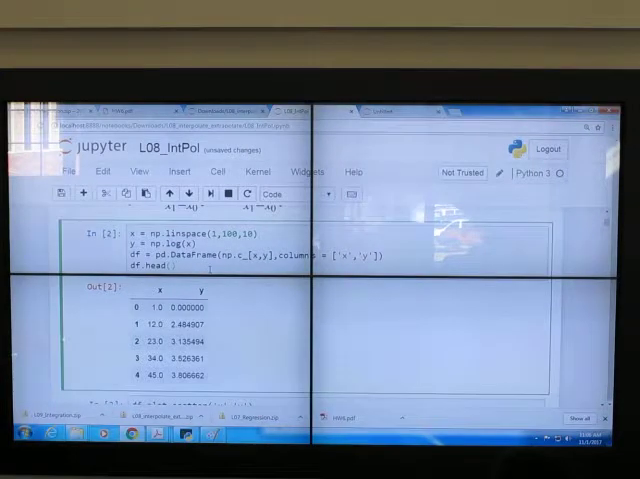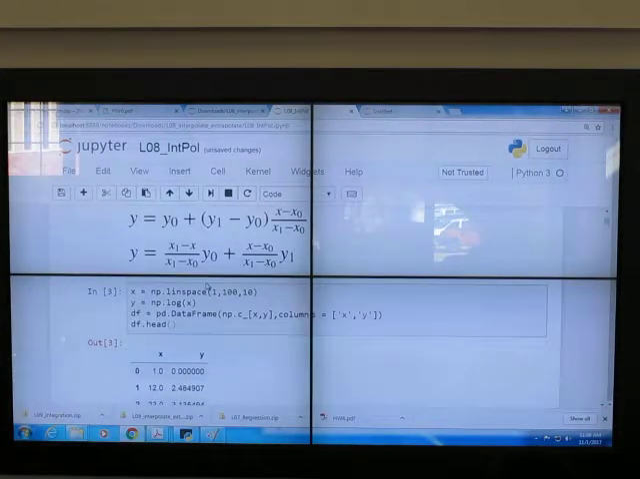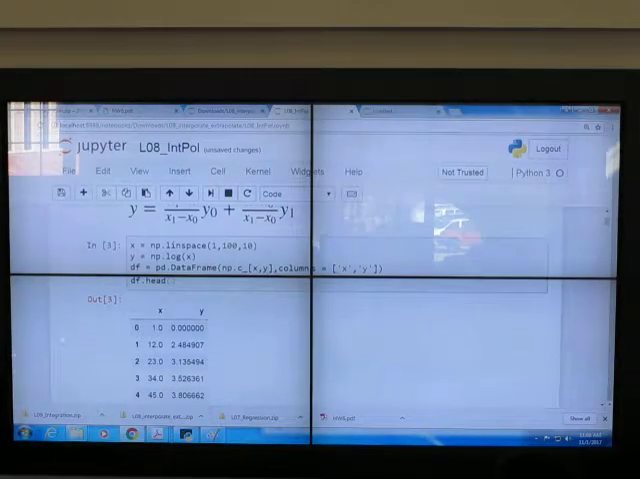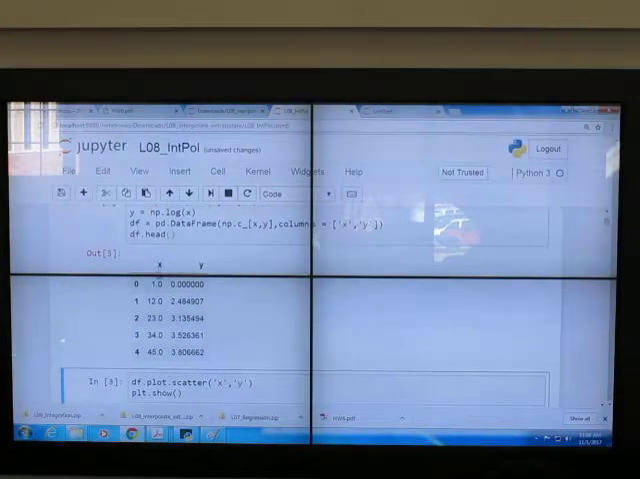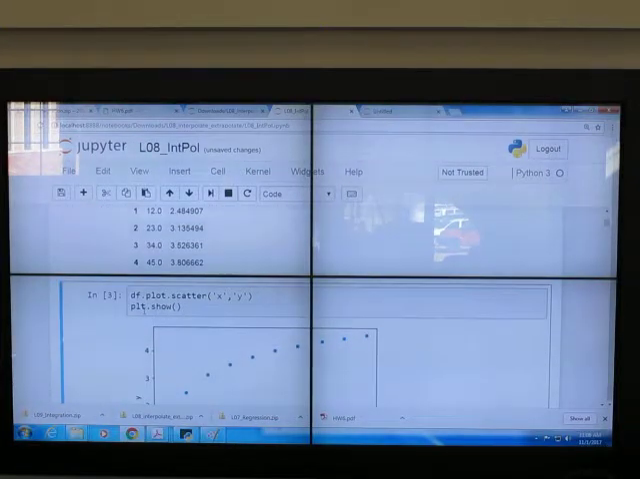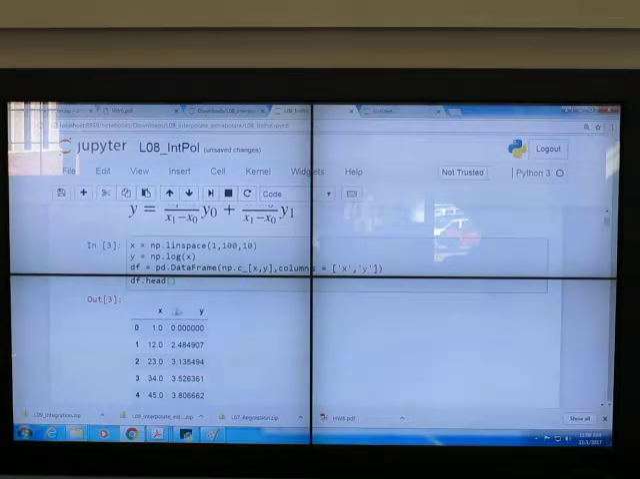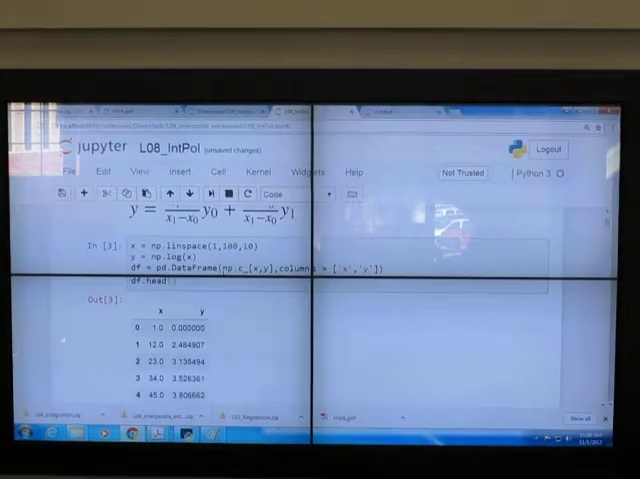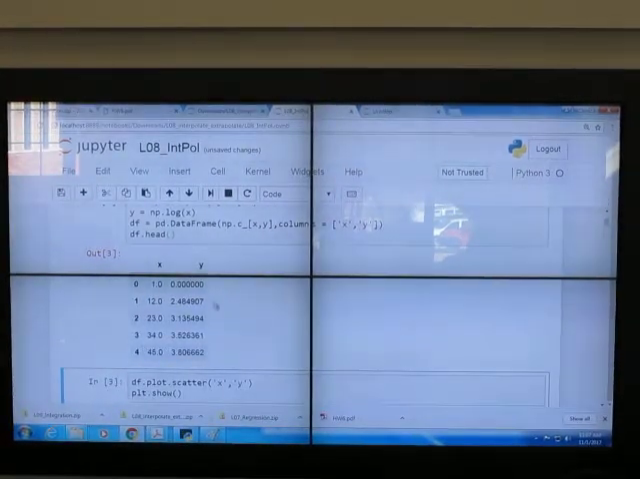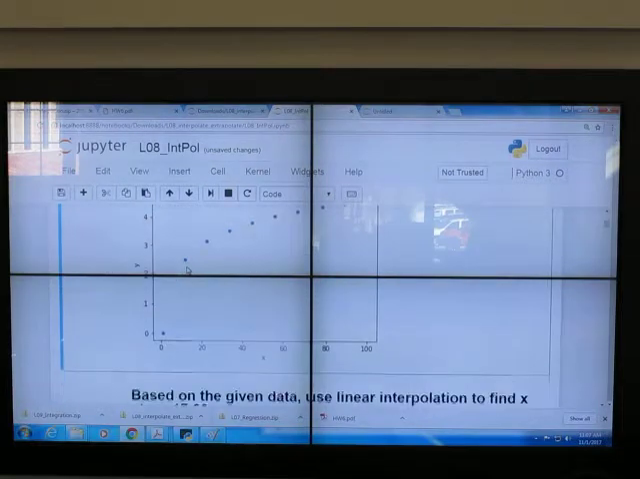So I create X as linear space from 1 to 100 with 10 points. Y is log base e of X. Okay. Then I have this as the X and Y values. Next, I plot them. I put it in table form by using a data frame. You don't worry much about the data frame. It just makes it look cute. Just that. I plot it.